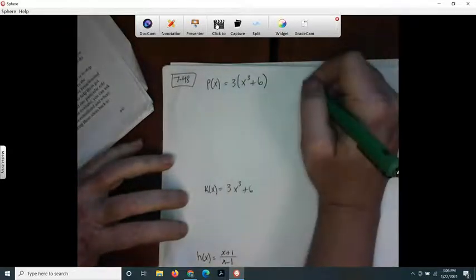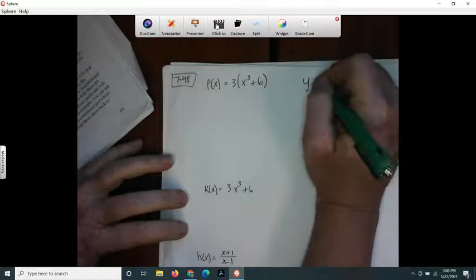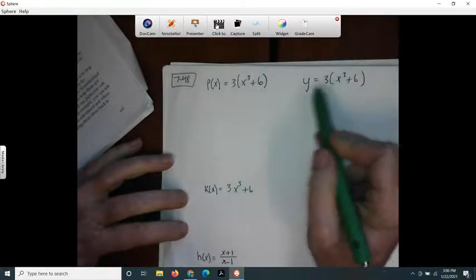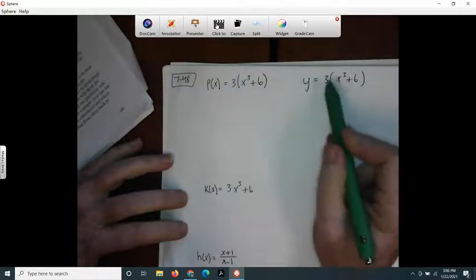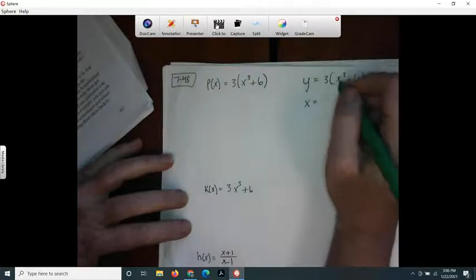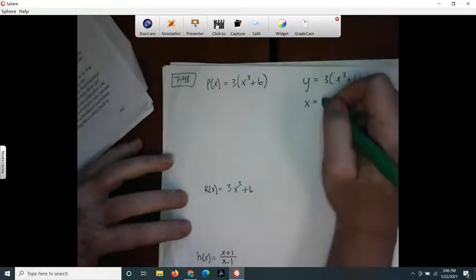You can turn it into a y, and then you can swap the x and y, like make them change places, and then just solve it, like get the y by itself again, like this. That's my favorite way of doing it. But there's another way to do it.